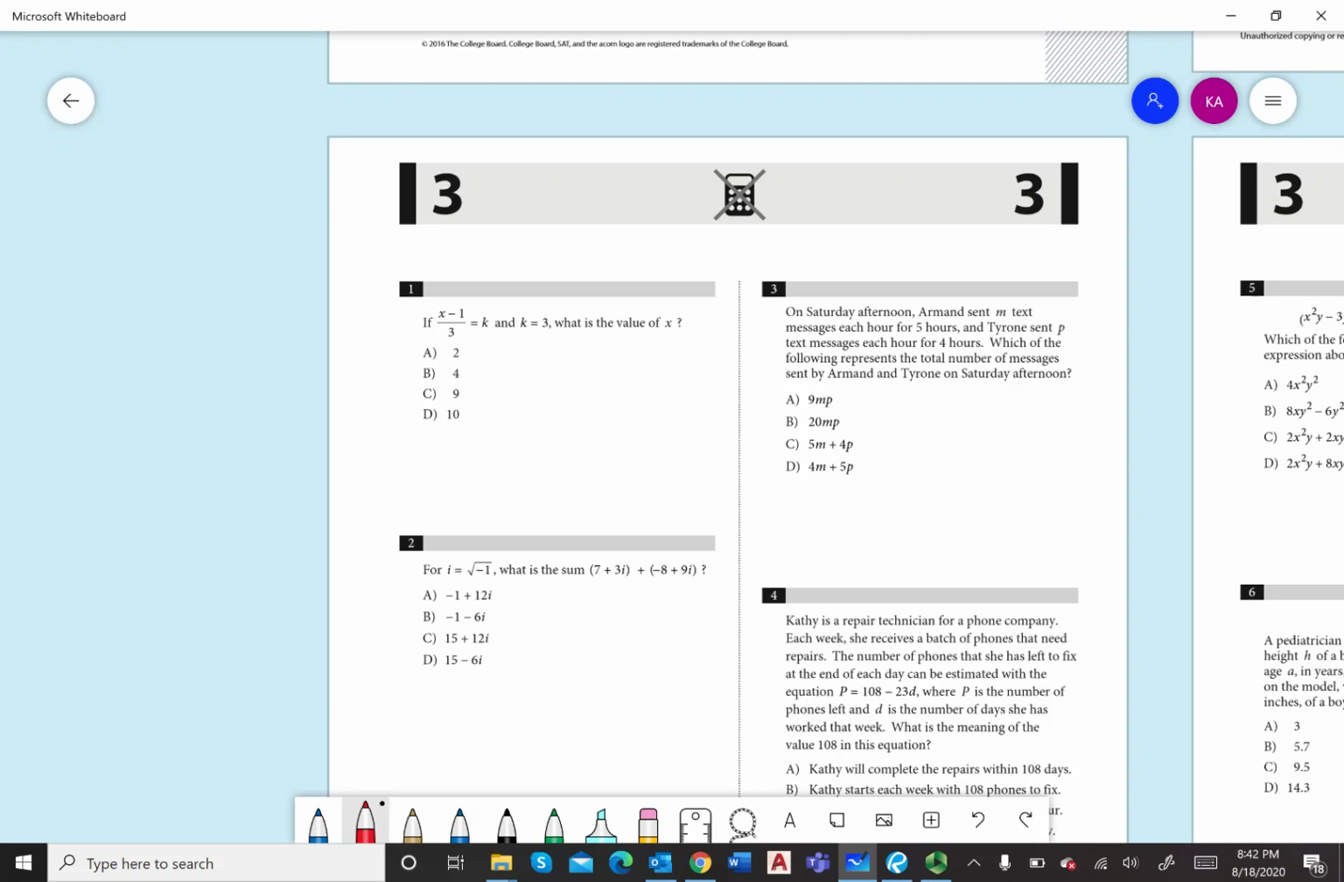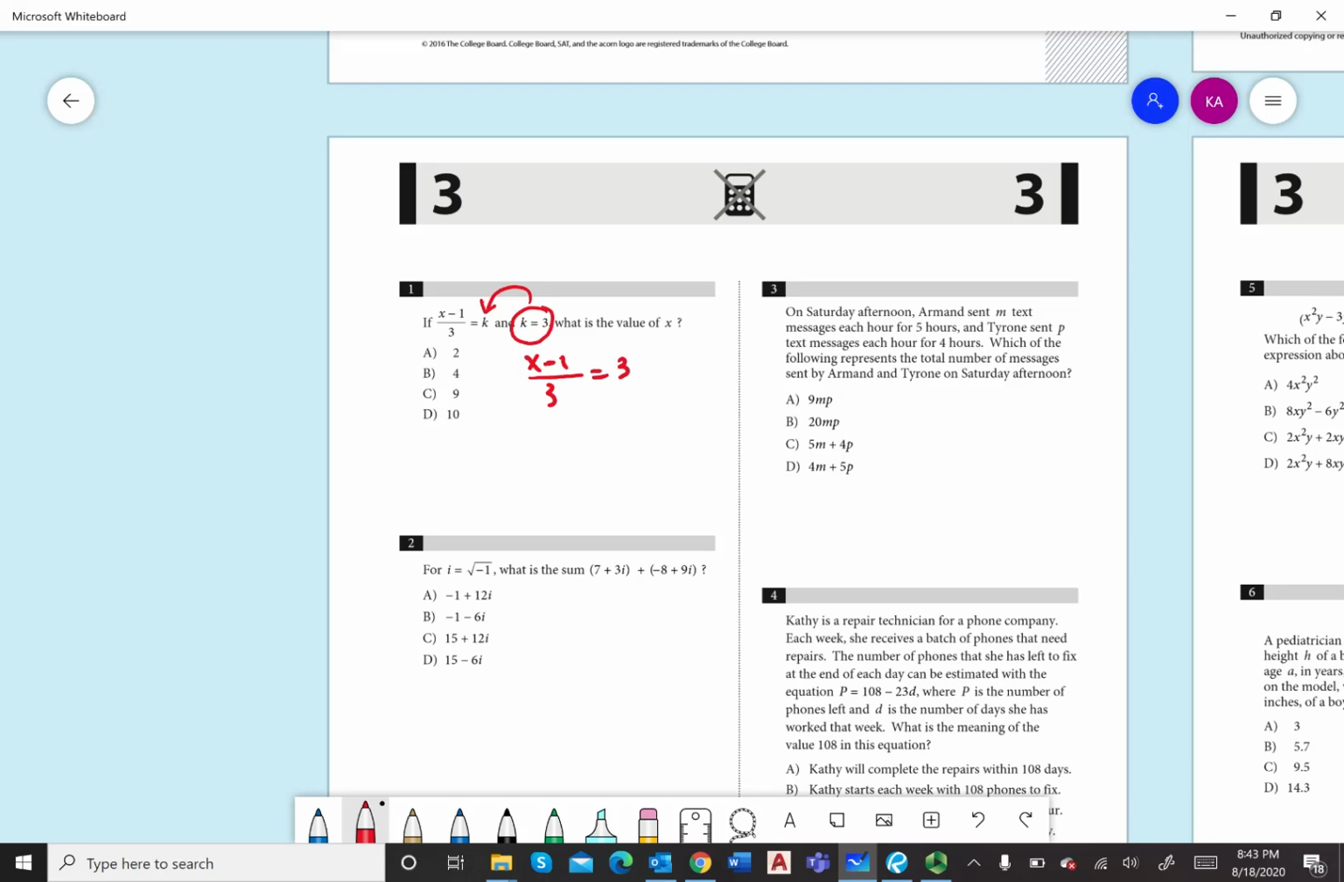So question number 1. It says, if x minus 1, the whole thing over 3 is equal to k and k is equal to 3, what is the value of x? Naturally, the one thing that we want to do is take the k and replace it in that other equation, because it tells us that k is equal to 3. So I'm going to rewrite it with k equals 3. So it's x minus 1 over 3 equals 3.